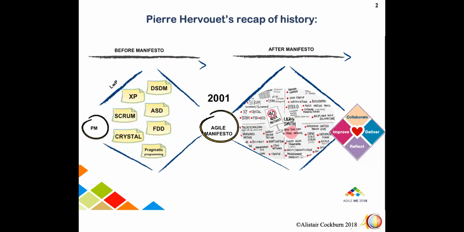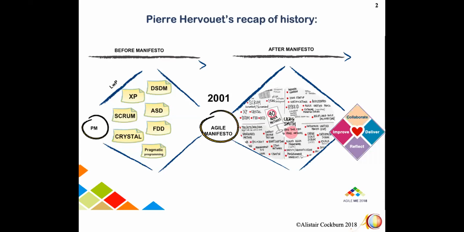So Pierre Hervouet commented that in the early days, like in the 1990s, there were about 7 or 8 pre-Agile methodologies, the ones that came together to have a meeting at the manifesto. And in 2001, we did a simplification of all of software development into what would be the Agile manifesto. And it was very focused on software development.